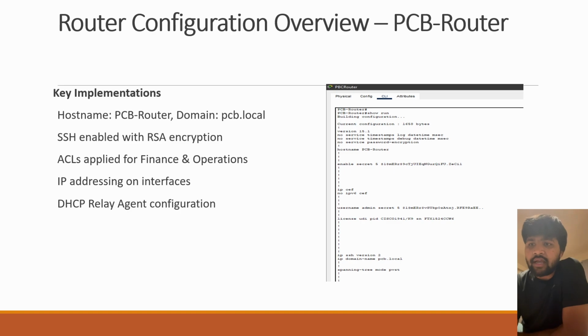We generated RSA keys for SSH version 2 and restricted the line to login local and transport input SSH only. Interfaces were assigned VLANs respectively with IP helper address relay. We also created ACL 10 and 20, permitted only Finance and Operations services.